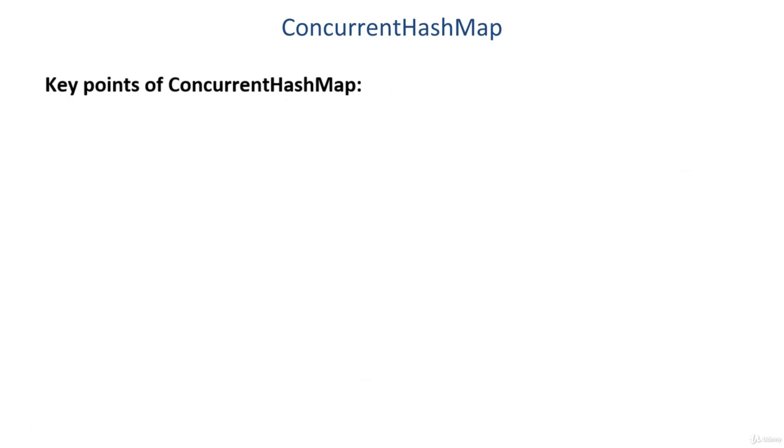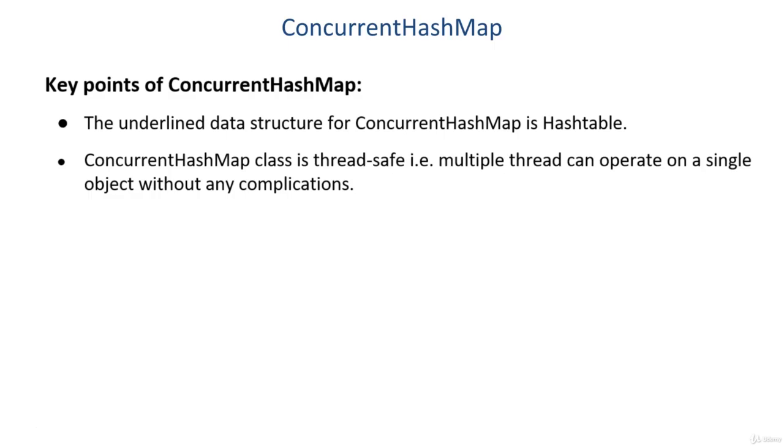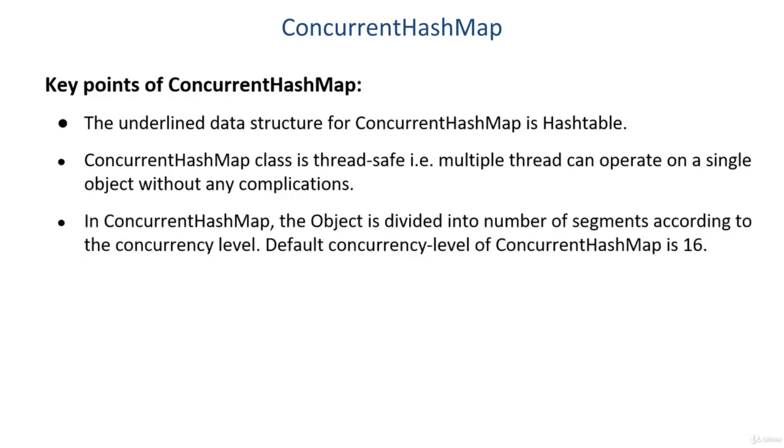Key points of ConcurrentHashMap. The underlying data structure for ConcurrentHashMap is a hash table. The ConcurrentHashMap class is thread safe, that is, multiple threads can operate on a single object without any complications. In ConcurrentHashMap, the object is divided into a number of segments according to the concurrency level. The default concurrency level of ConcurrentHashMap is 16.